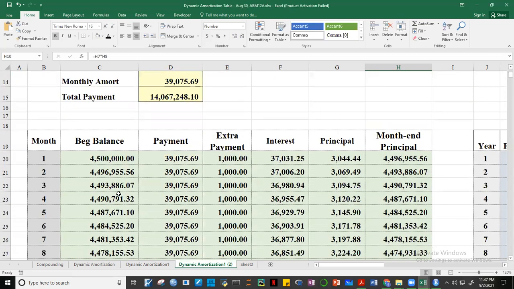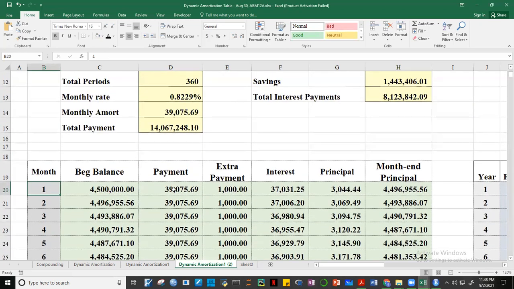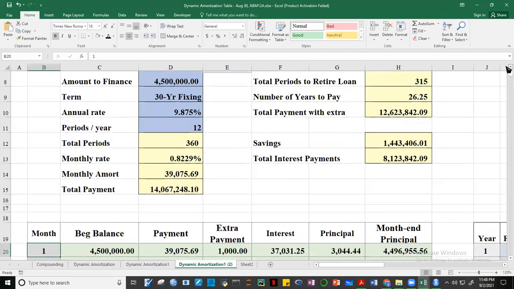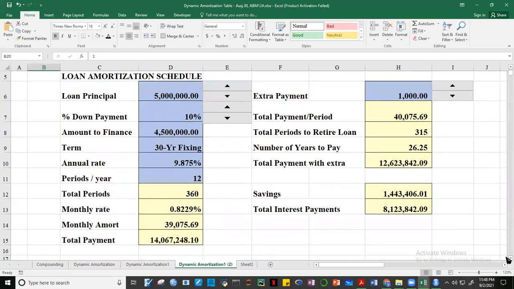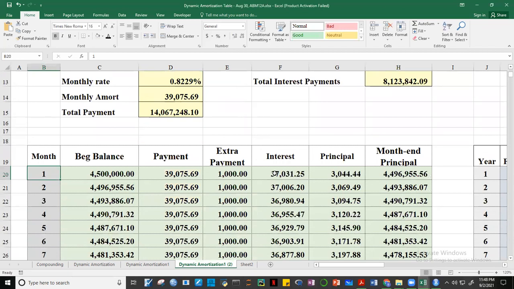Then just a quick review with this one. We said that the first row is quite okay. We will not need any formula for that because definitely we will have a month one. The beginning balance is simply the amount that was loaned. Then this will be the payment. The extra payment, we will get from this cell. And then interest will be based on whatever the beginning balance is multiplied by the monthly rate.